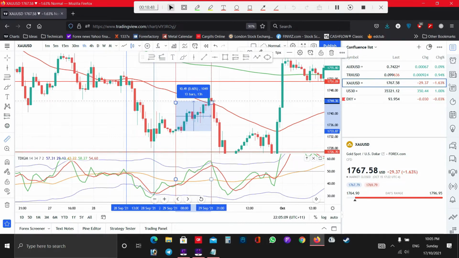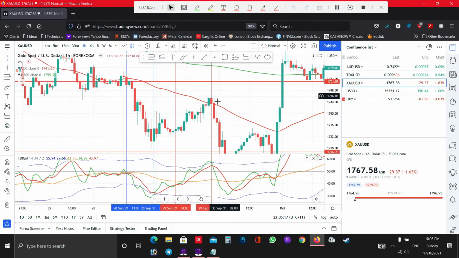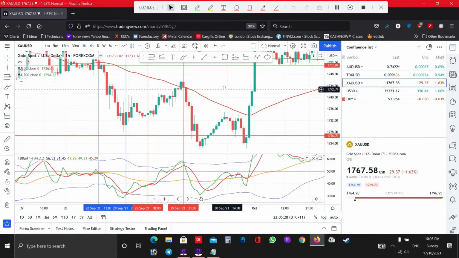Yeah, so it's 1049 points, which is 10 pips on gold, which is really good, and it took 13 hours for that trade, so it's a day's trade. And that's it. That's how you use the Traders Dynamic Index, which is super easy.